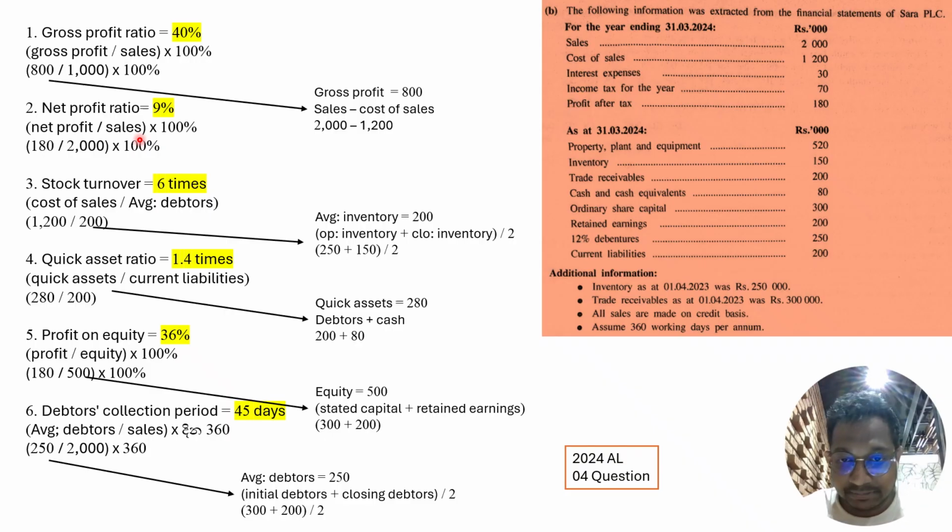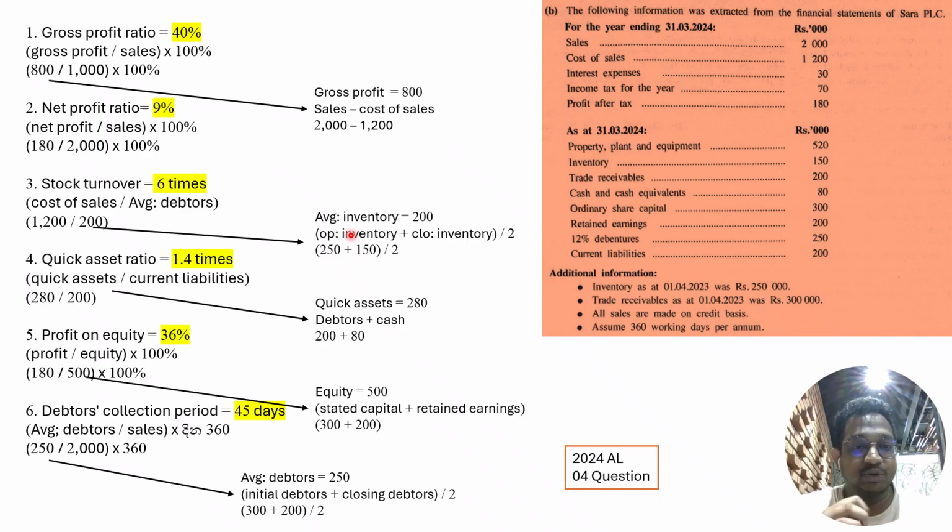And here the net profit is given directly, yes, 180. So 180 based on 2,000 is 9%. And then they are asking the stock turnover. To find out stock turnover, cost of sales divided by average inventory. Here the average is not given, but you have to find it out. How to find out that? Opening inventory plus closing inventory divided by 2, right?